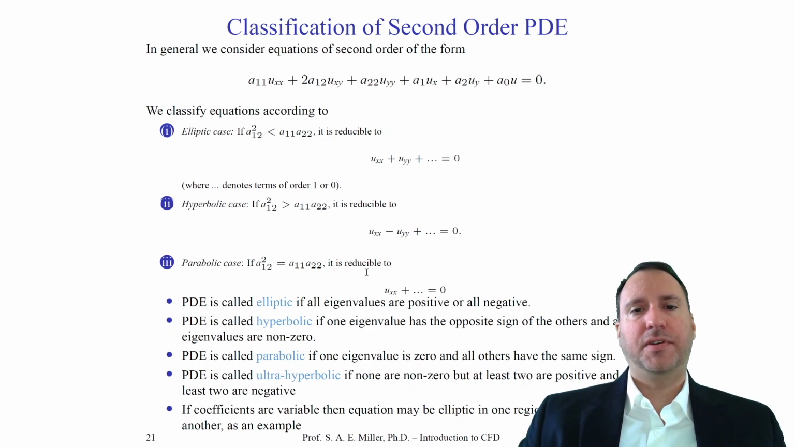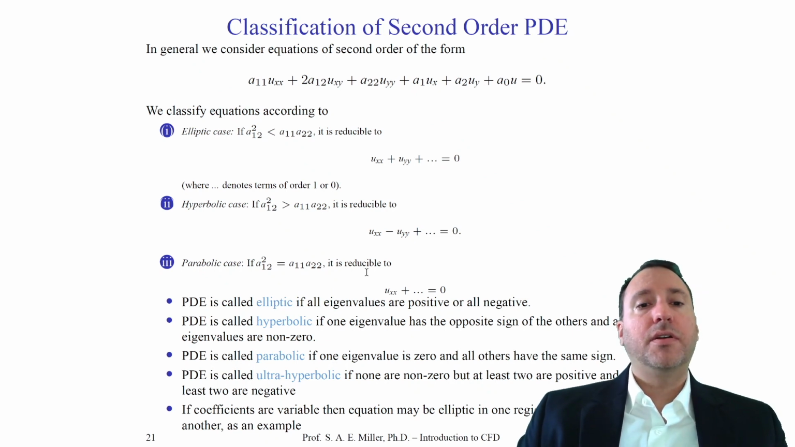Now, it just so happens if you can find the eigenvalues of this particular set of equations, then we can classify them according to these 3 properties. A partial differential equation is called elliptic if all the eigenvalues are positive or all negative. A PDE is called hyperbolic if one eigenvalue has the opposite sign and all the others are non-zero. A parabolic PDE is one where an eigenvalue is 0 and all others have the same sign. A PDE is called ultra-hyperbolic if none are zero, but at least 2 are positive and at least 2 are negative.